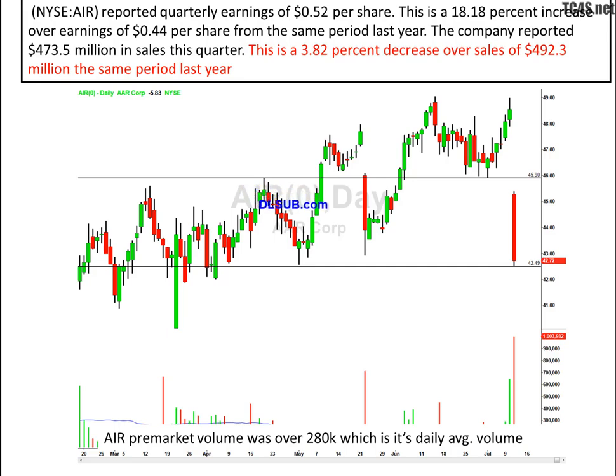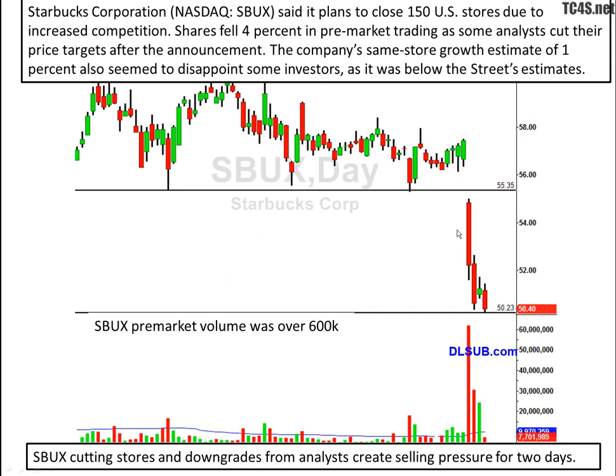But AIR's pre-market volume was over 280,000, which is its average daily volume. So it already hit in the pre-market its average daily volume. So that's a good sign that this is a stock in play, and by paying attention to the volume in the pre-market, the news-driven event, read the news, know what the news is saying, because when you see it in the future, it'll build a confidence and an edge in taking trades with this type of setup.